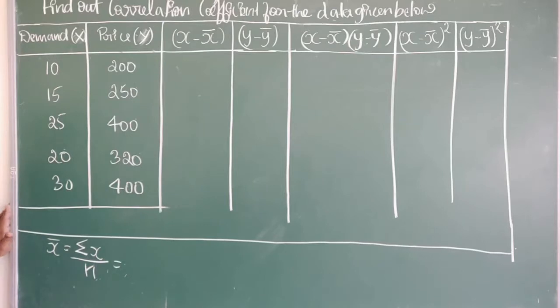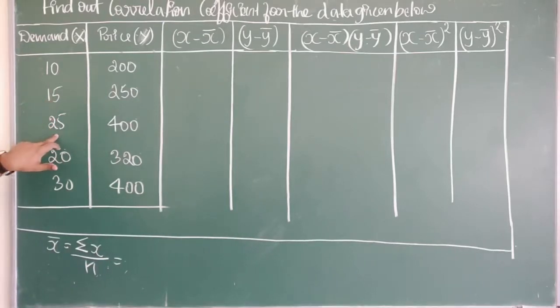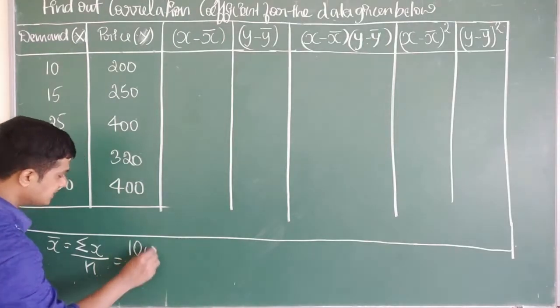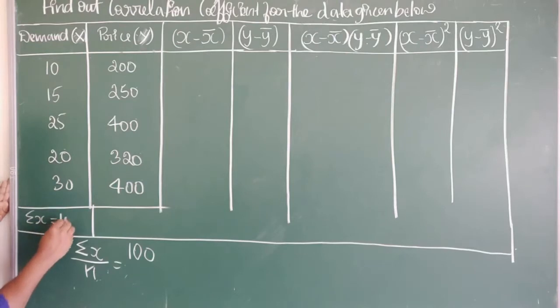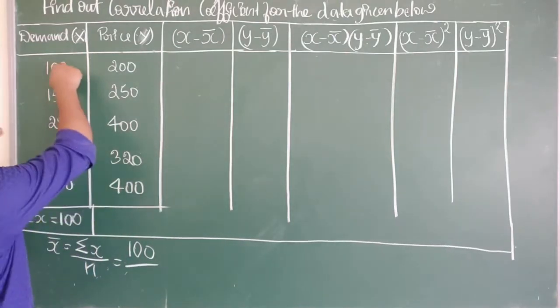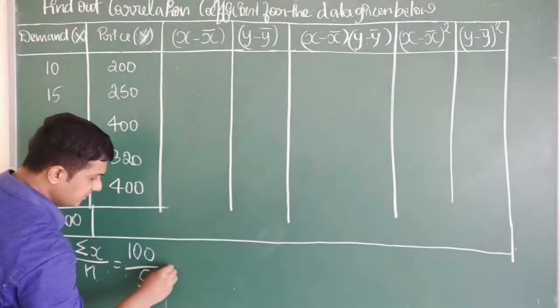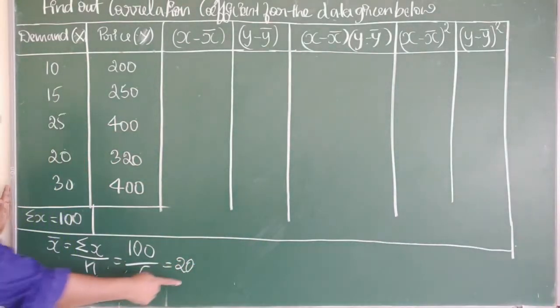So now if we are totaling it up, 10 plus 15 is 25, 25 plus 25 is 50, 50 plus 20 is 70, 70 plus 30 is 100. So sigma x is equal to 100, divided by number of observations which is 5, therefore our x bar value is 20. Okay, so this is the value.